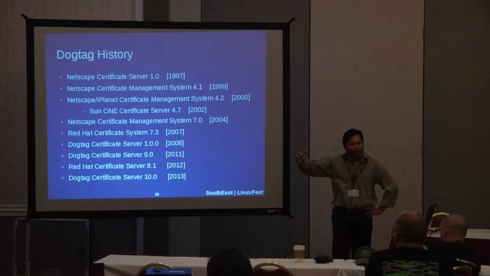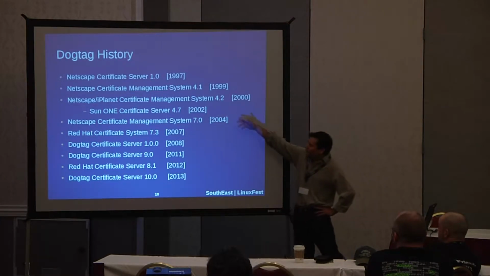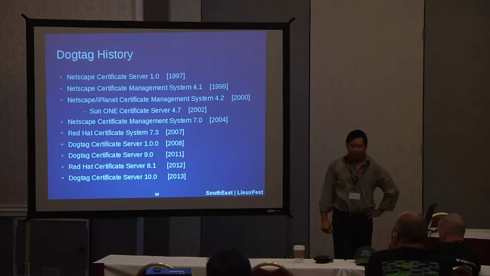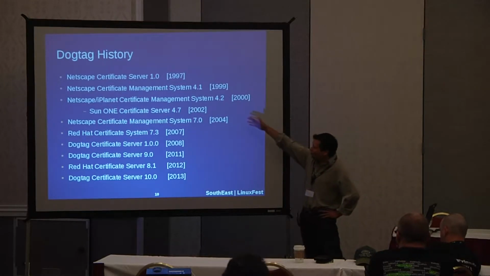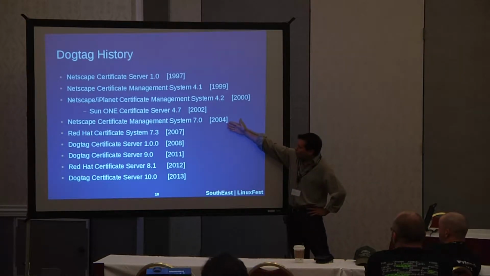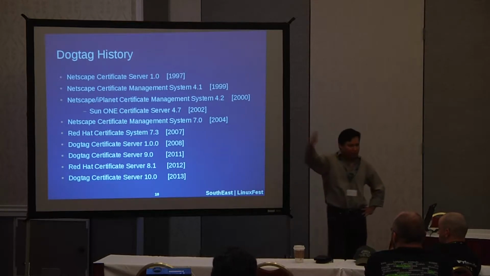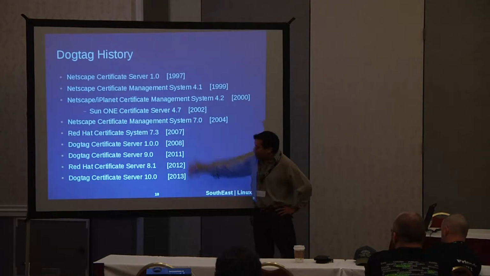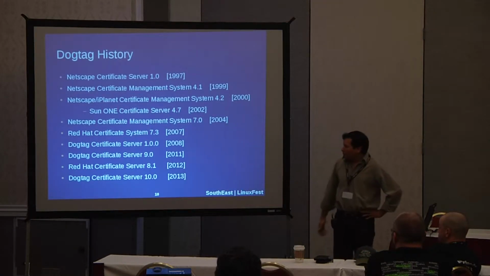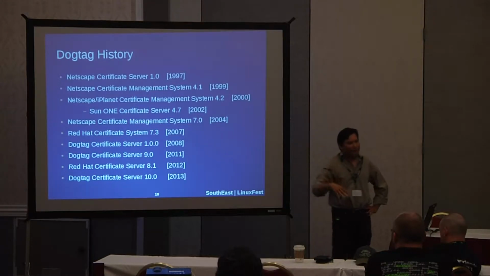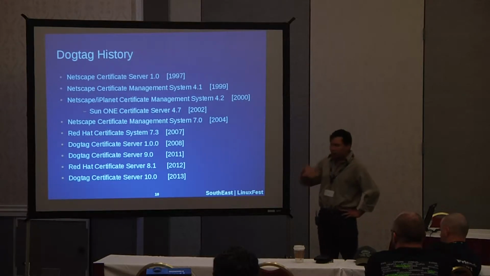I guess it was sold to AOL, and then there was a fork that was done to Sun. So we had the Sun One Certificate Server that got forked off the Netscape iPlanet Certificate Management System 4.2. There was a 7.0 release in 2004, and then at that point it was acquired by Red Hat, and Red Hat had its first release as Red Hat Certificate System 7.3. As we're going through here, at various points additional subsystems and functionality are being added, and I'll show you what the subsystems are in a second.